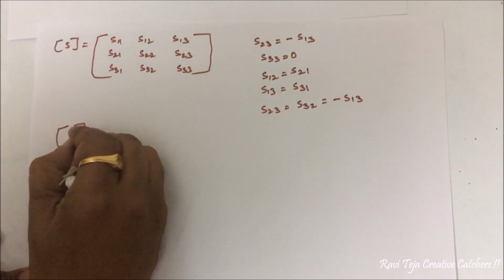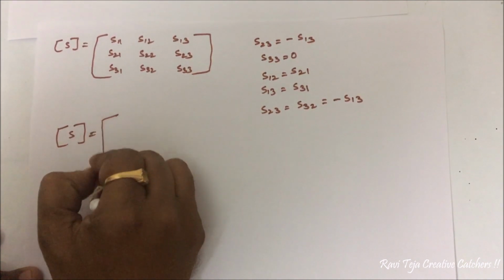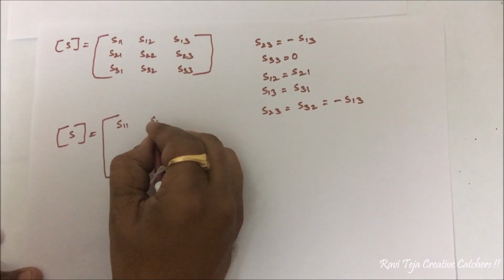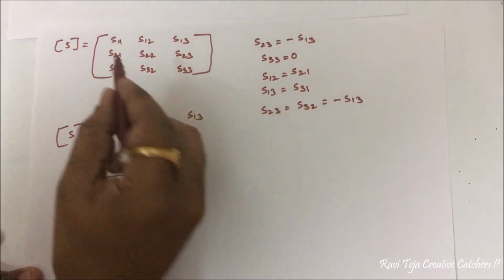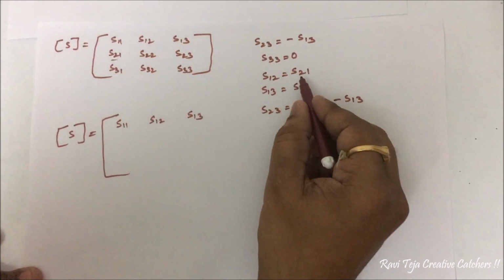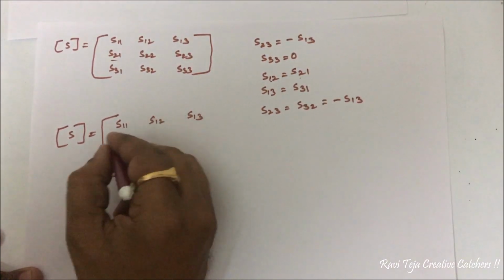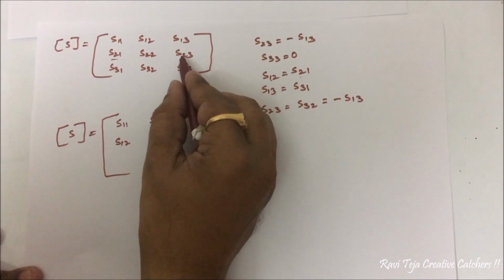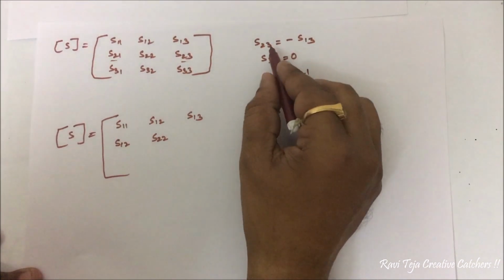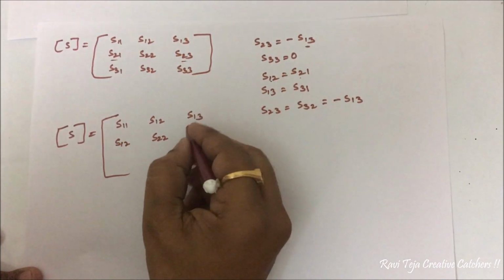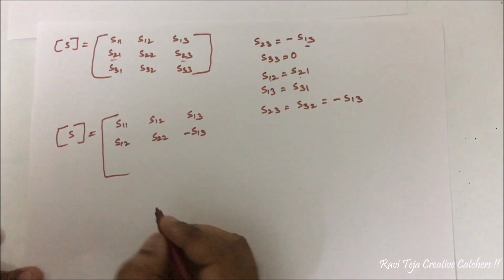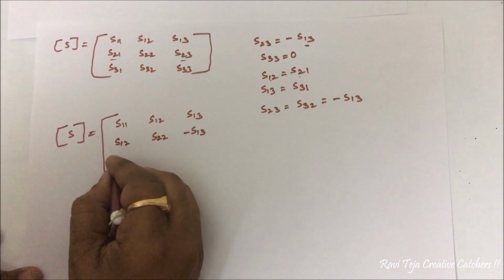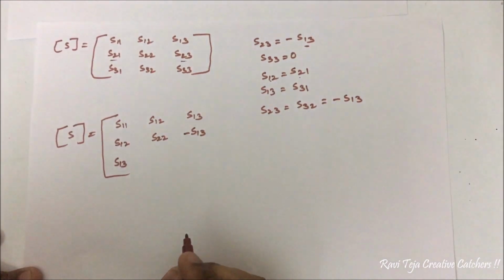So, S is equal to, let us write down the first terms as they are: S11, S12, S13. In the place of S21, we need to substitute S12. Then S22 as it is. In the place of S23, S23 here is nothing but minus S13, so we write minus S13. In the place of S31, S31 is S13, right. So write S13.